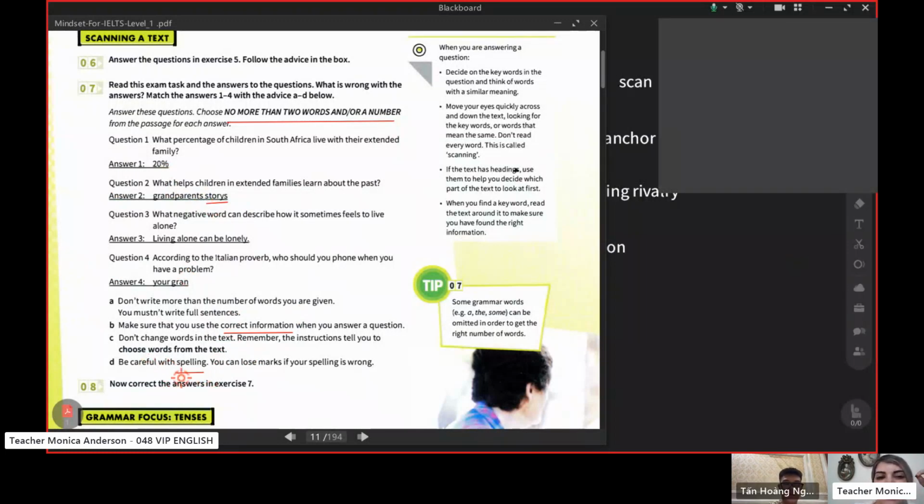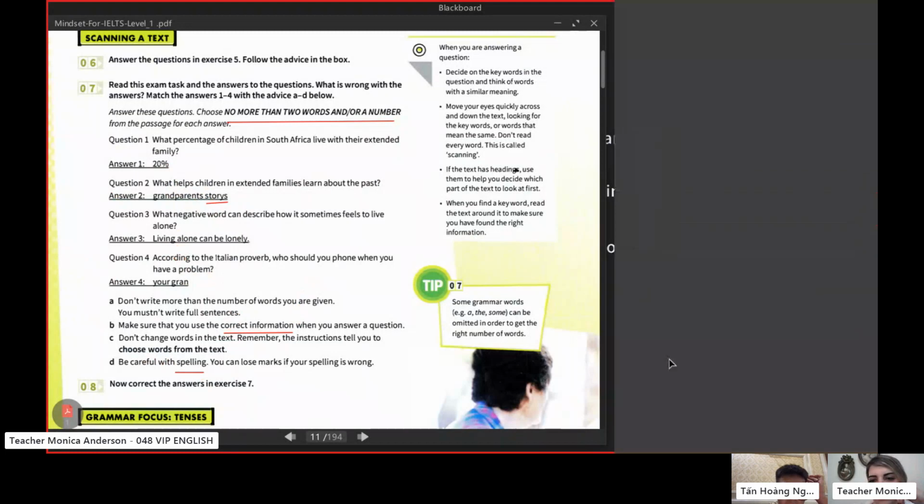Excellent with spelling. Look at the spelling of stories. Of course, we have actually a problem with spelling. So excellent. Now 3. Living. What negative word can describe how it sometimes feels to live alone? Living alone can be lonely. I think that A. Excellent. Very good. Of course, no more than 2 words. We have a word limit here.